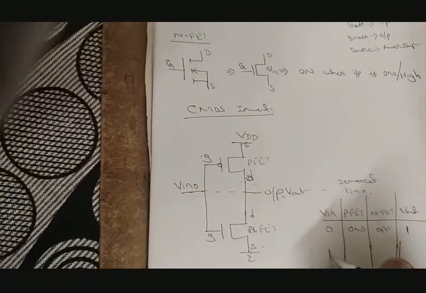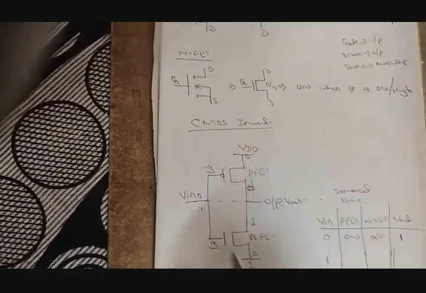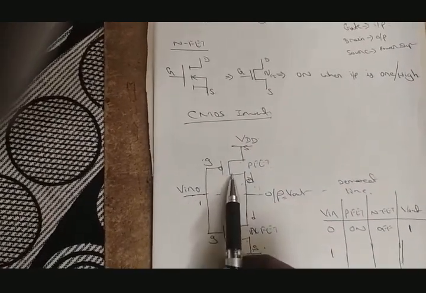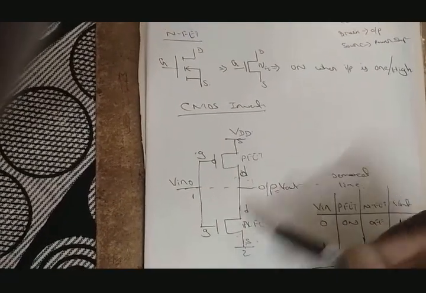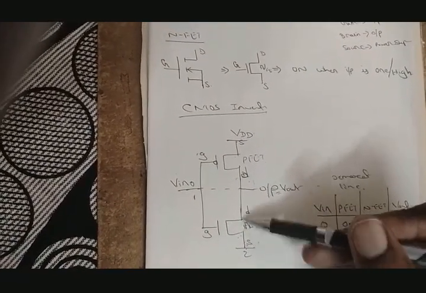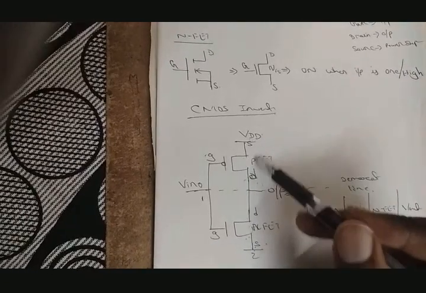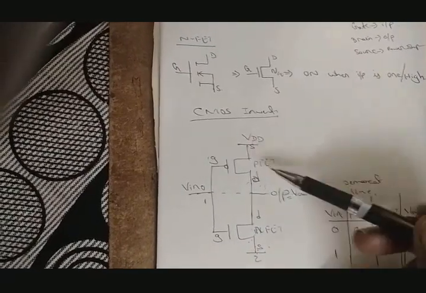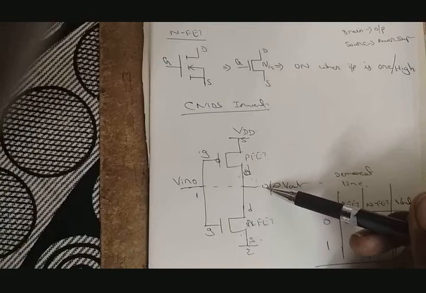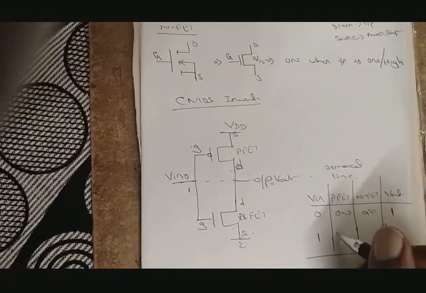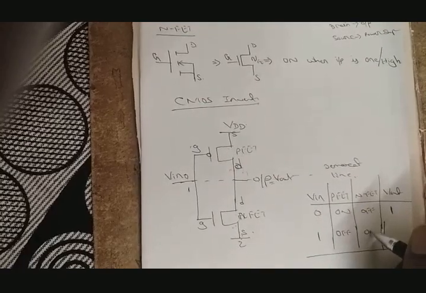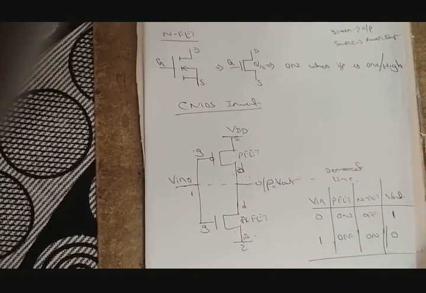Next, when V in is equal to 1, my PFET will be in an off state and NFET will be in an on state. An on state means there will be a connection, and here the PFET is in an off state, which means there will be no connection. When the capacitor is charged, it will be discharged to the ground. Ground means 0. PFET will be in off state and NFET will be on state and the output is 0.